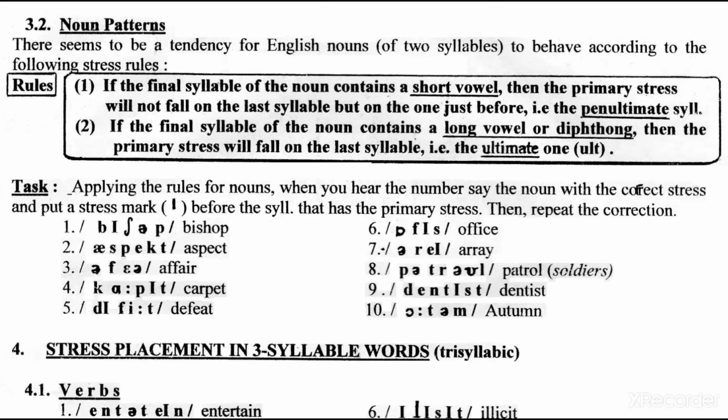Defeat. The stress is on the ult because we have a long vowel, E. Again, in nouns, don't look for consonants, you just look for the peak. So here the stress is on the ult, rule 2B.